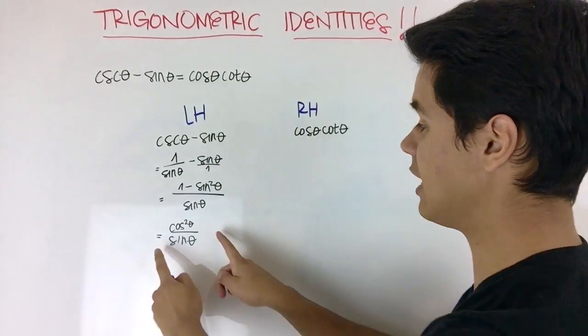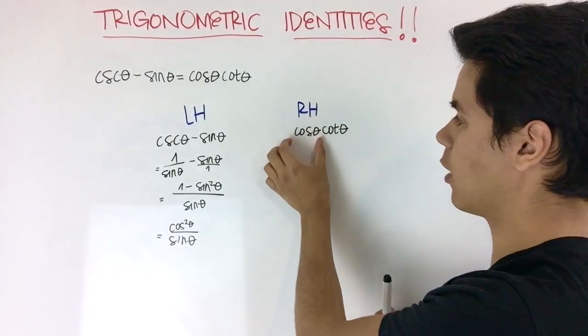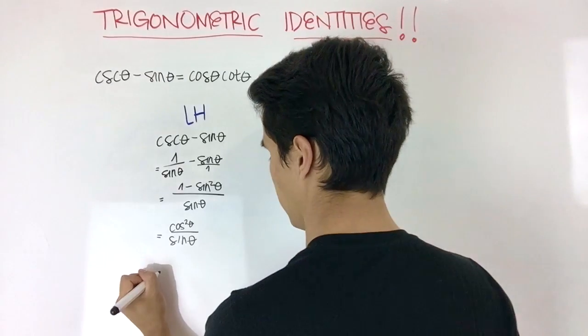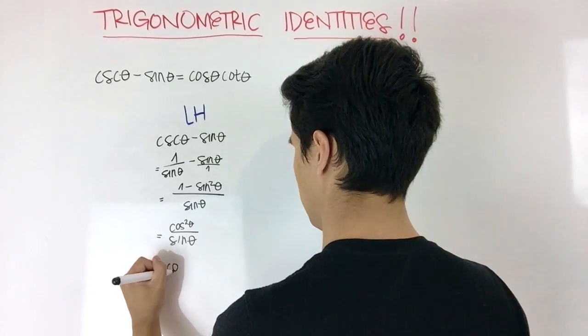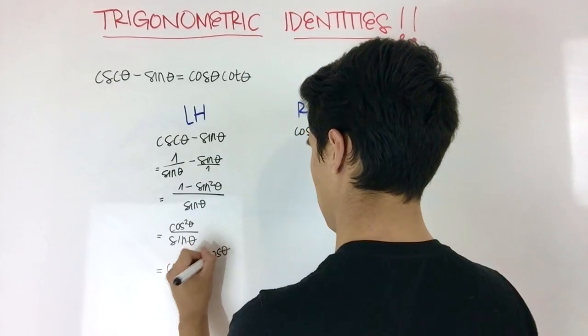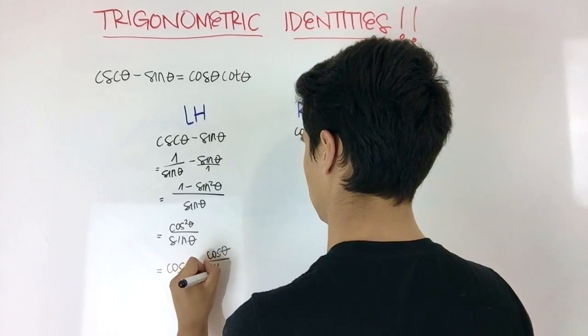Now let's see what we need from here to get here. So we need a cosine. So let's take one of these cosines and leave it out. So this would be a cosine of theta times a cosine of theta over sine of theta.